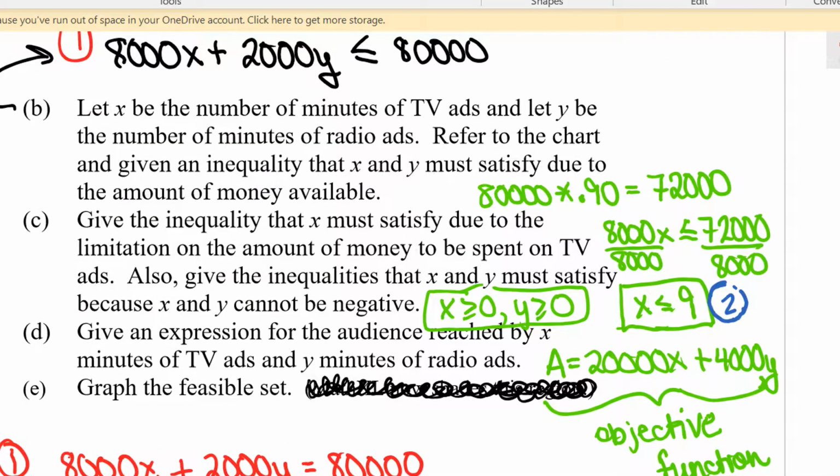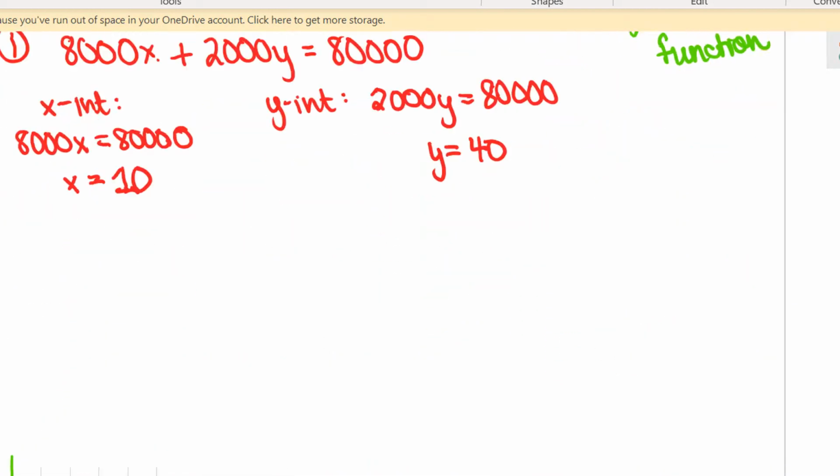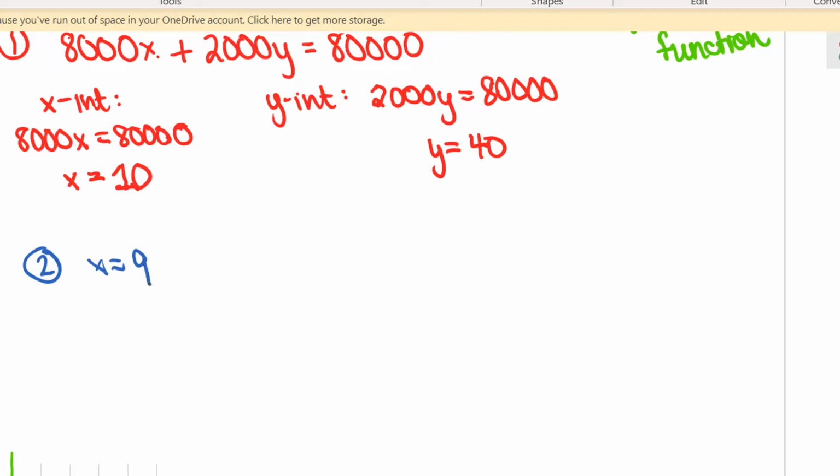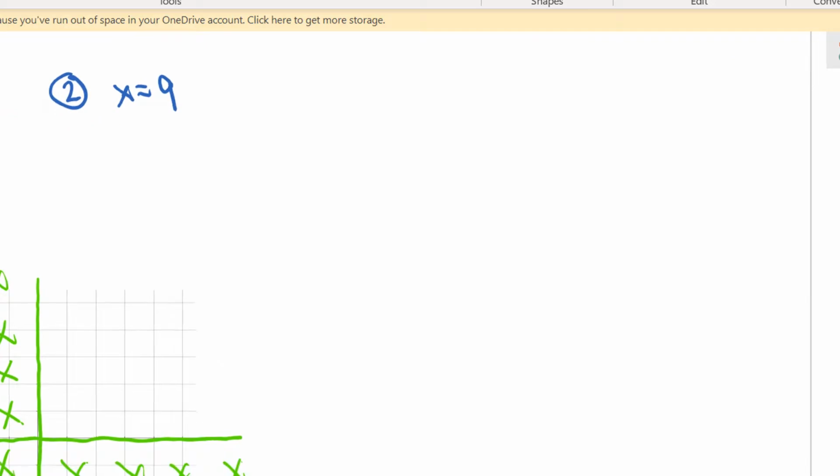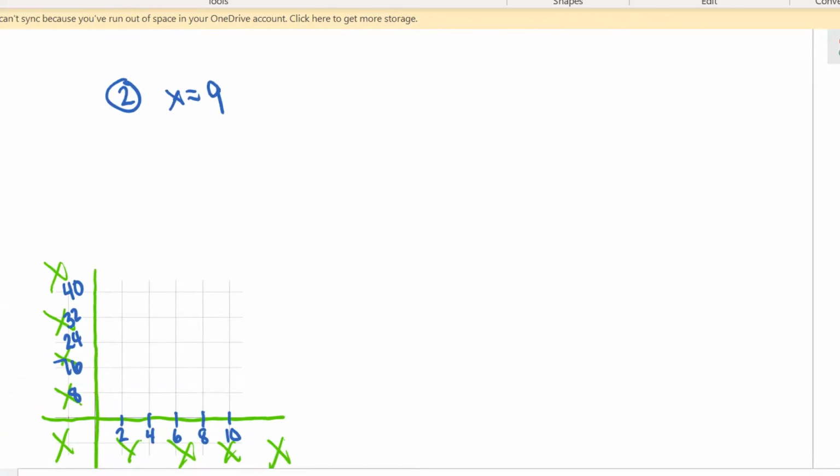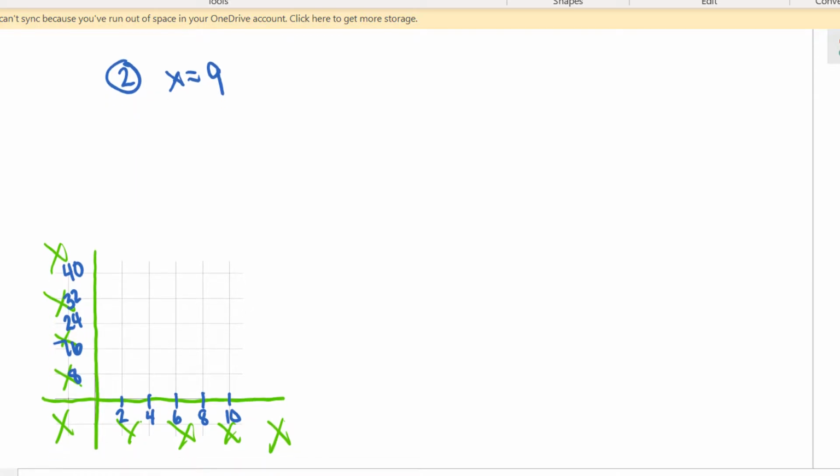And then the second one is just x less than or equal to 9. So that's just a vertical line at x equals 9. Okay, so the largest x I need is 10, and the largest y I need is 40. So I think I can go by 2's on the x, and I think you can go by 8's, I guess, on the y. You could also go by 10 if you want. And the second line, that one's easier. I'm just going to do that one right away. The x equals 9, the vertical line.